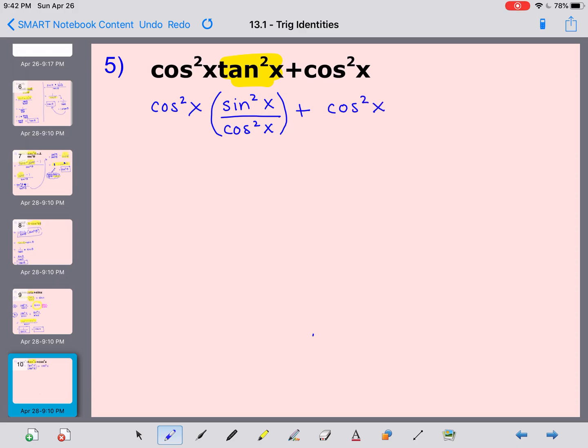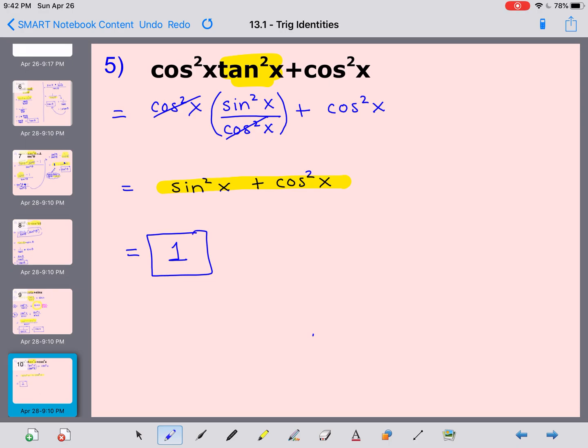The cosines can cancel. So I have sine squared x plus cosine squared x. Again, this is our first Pythagorean identity. It's equal to 1. 1 is the final answer.